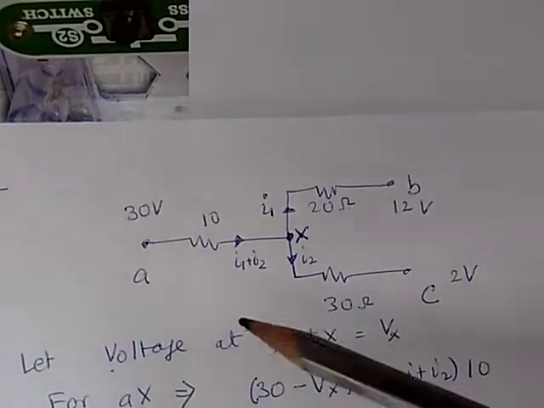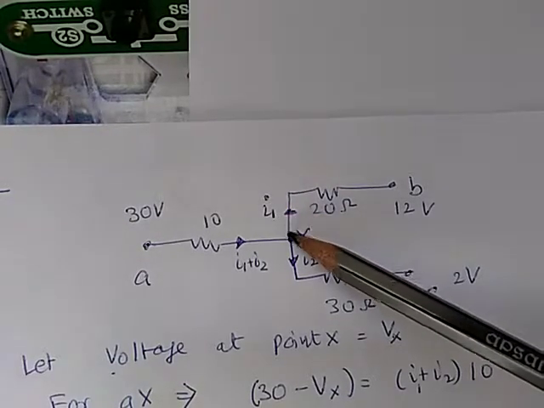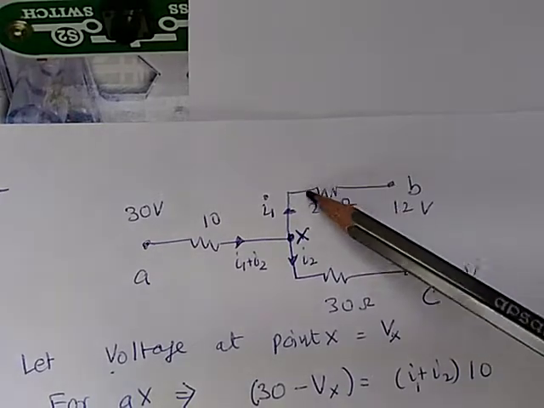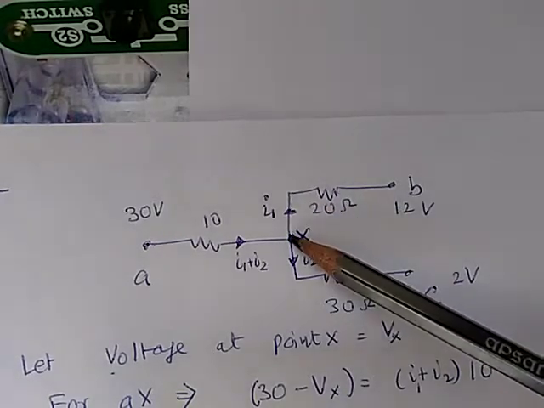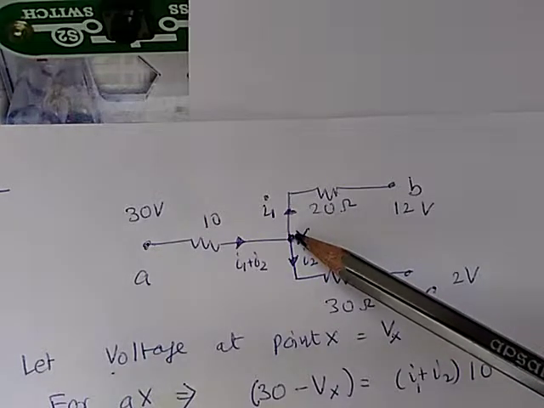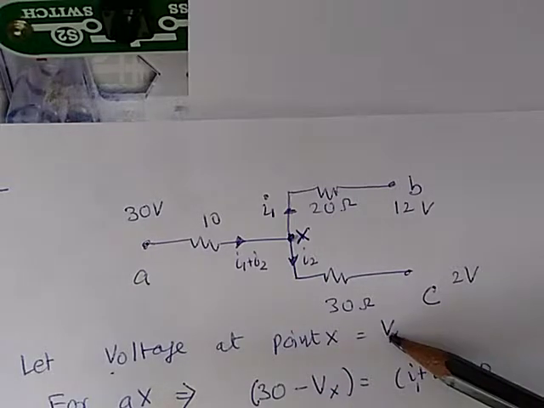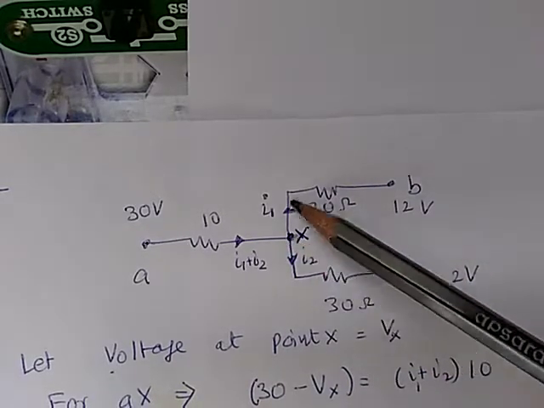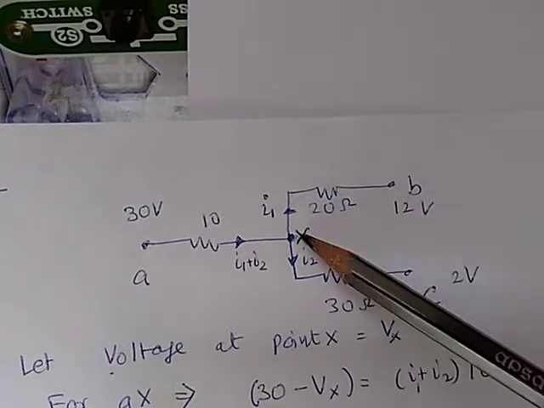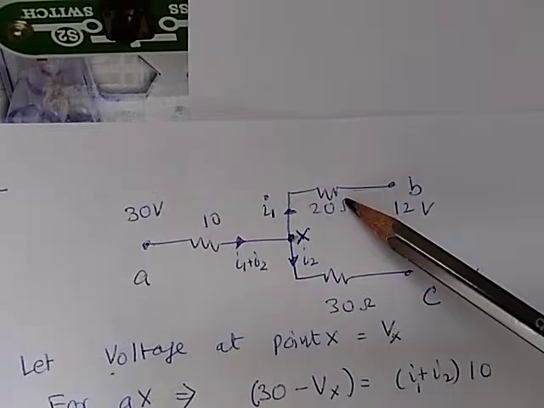Let's put a variable I1, which is the current through this 20 ohm resistor, and that's something we need to find. We can find this if we know the voltage at X. Let us say the voltage at this junction point is Vx. If we can find Vx, we can find the current flowing through this branch XB by doing Vx minus Vb divided by the resistance.